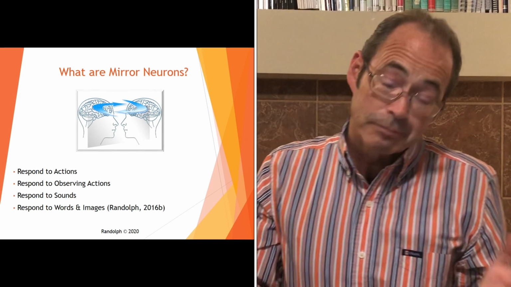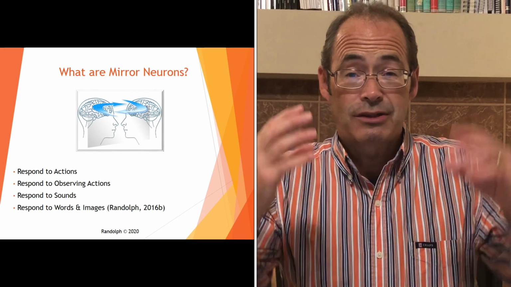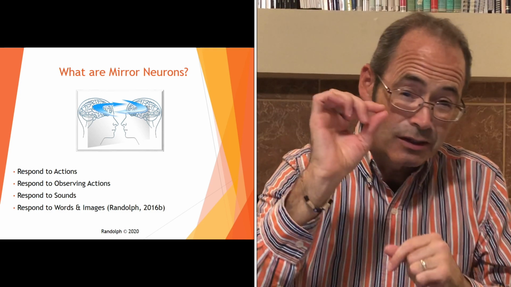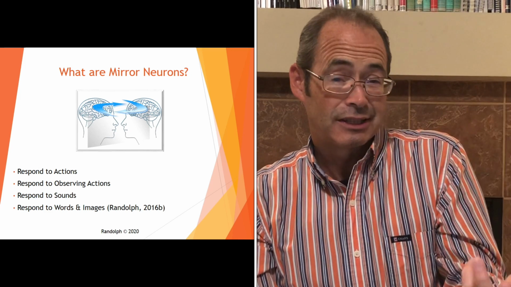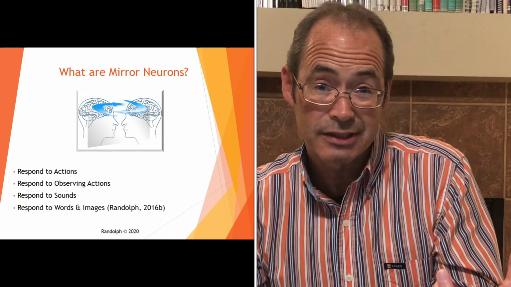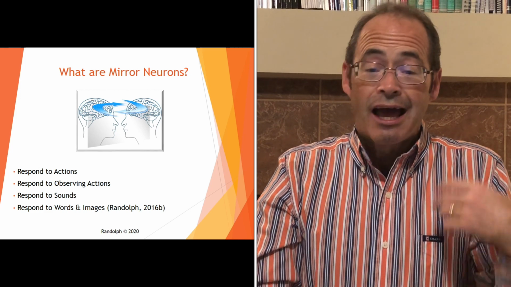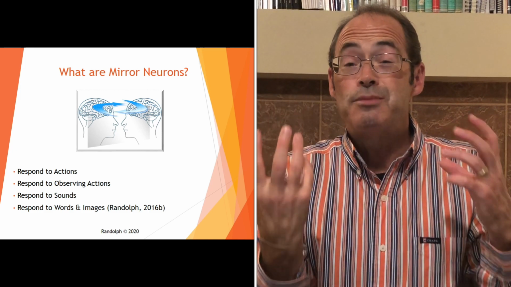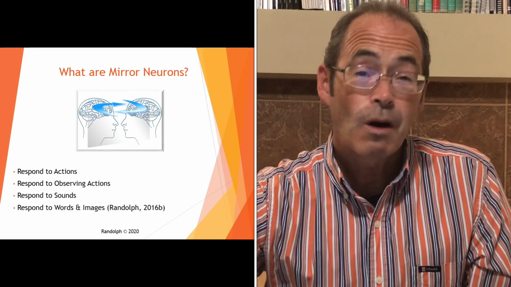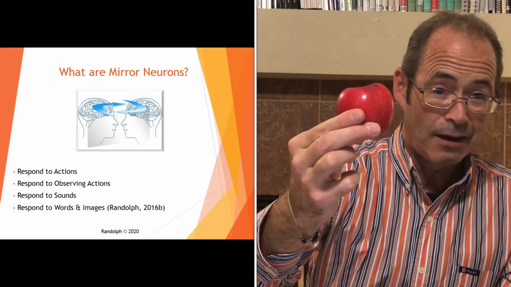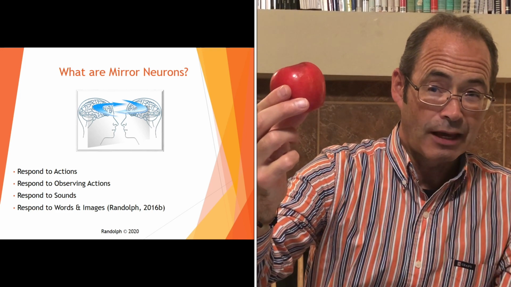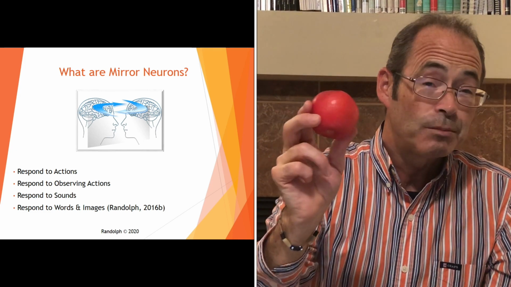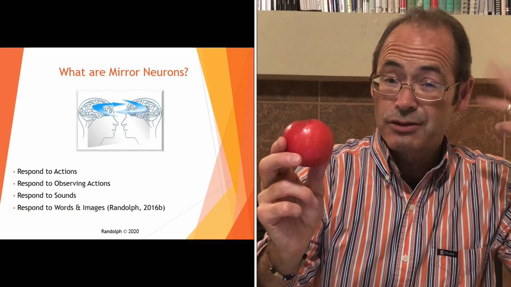So, what are they? These are neurons located in different areas of the brain, but essentially here's what they do. They respond to actions, kind of like our previous one with embodied semantics. So they respond to actions, but they also, this is why they're called mirror neurons, they respond to observing actions. So let's say I watch somebody eating an apple, and I respond to seeing that. If I'm eating the apple myself, these neurons are going to be firing. But even if I watch somebody eat the apple, these neurons are going to be responding too.